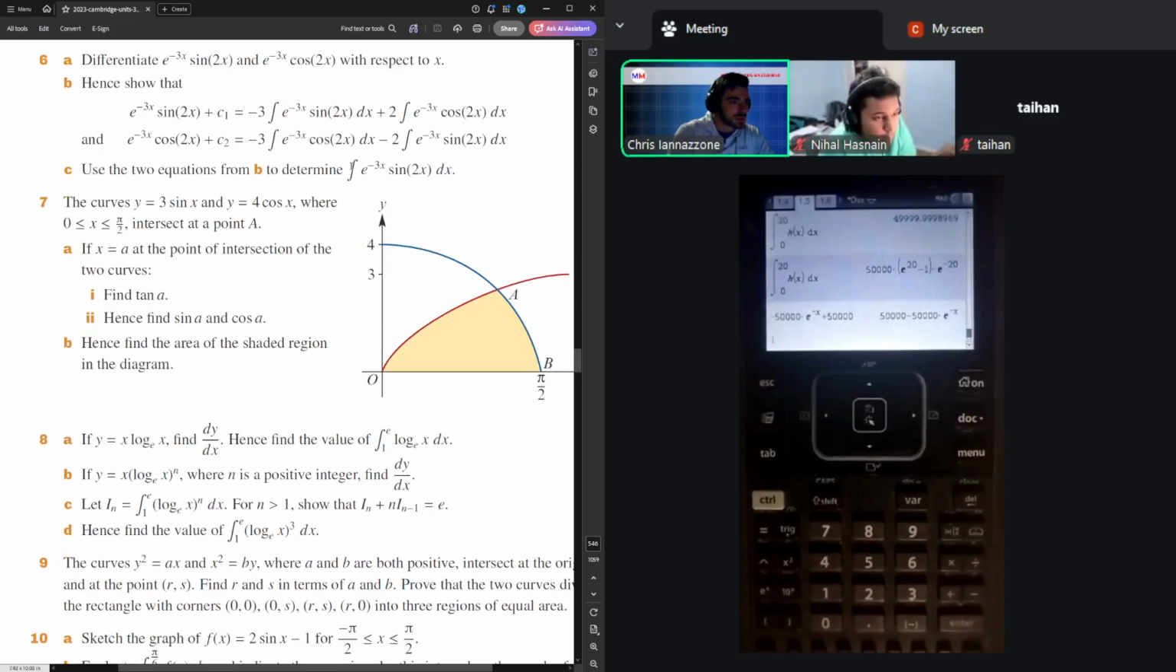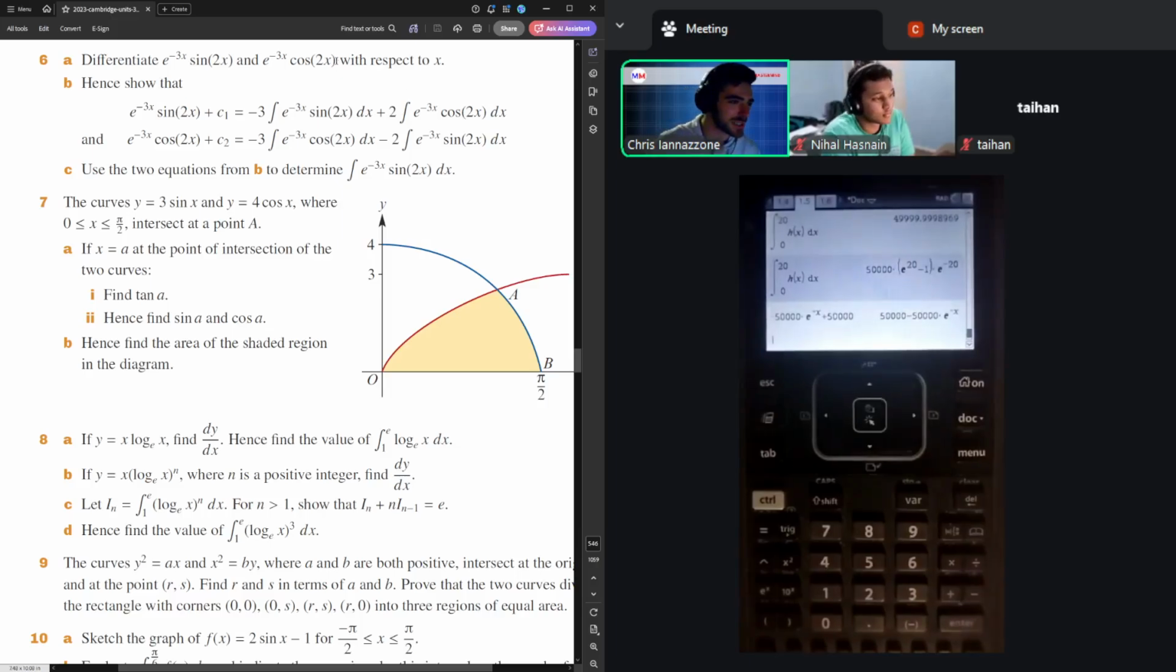That's about it. Next up, oh, these ones. It's been a while since we've done these. Diff function, hence show. Gee, this is a nasty hence show. Let's see how we go with this one. Okay, the diff we can at least do with the CAS, because this is tech active.